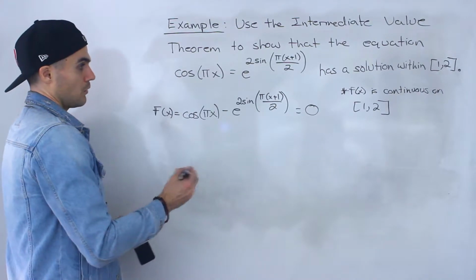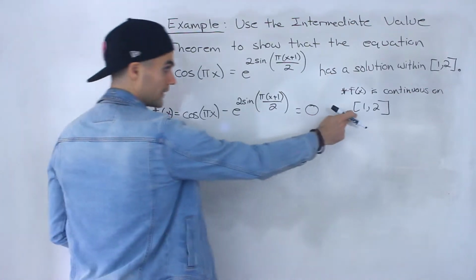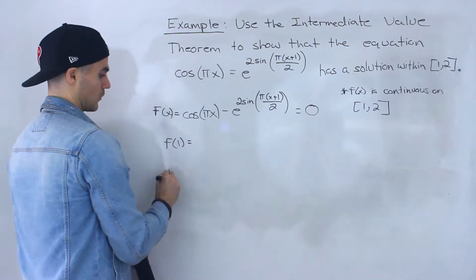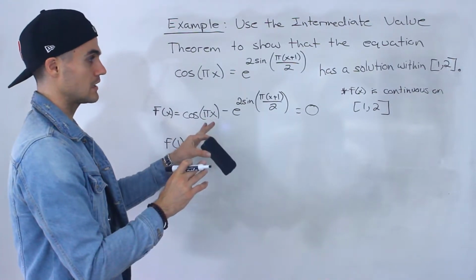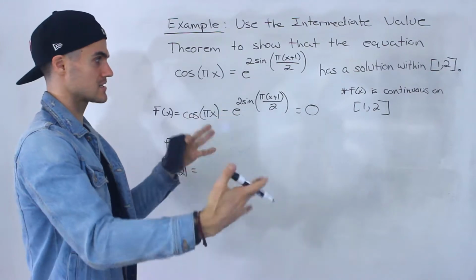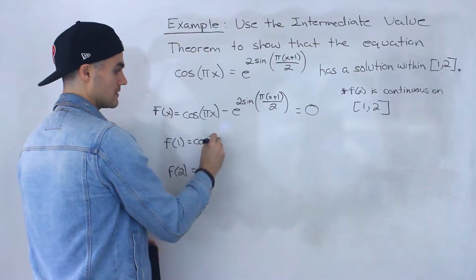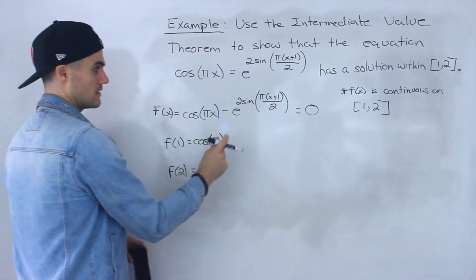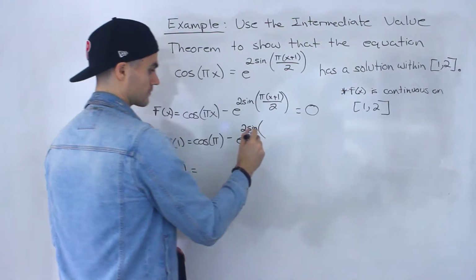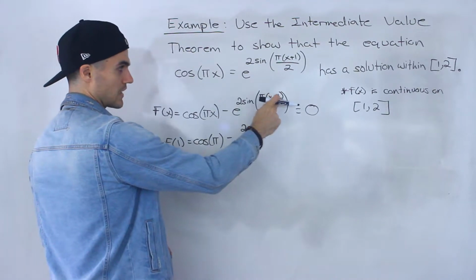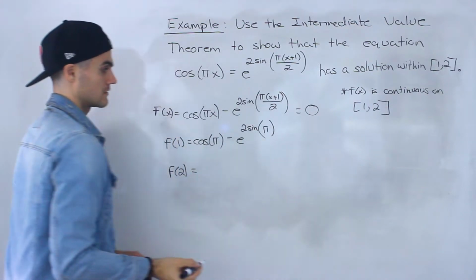Now, what we want to do is figure out what's f of 1 going to be, and then what's f of 2 going to be. Let's see what the value of this function is going to be at those x values on the ends of the interval. So what we would end up having here is cos of pi, right? Pi times 1 is just pi, minus e to the 2 sine of, notice that if we plug in 1 for x, we'll have 2 in the bracket, divided by 2, those cancel out. So here we would end up with sine of pi, like that.